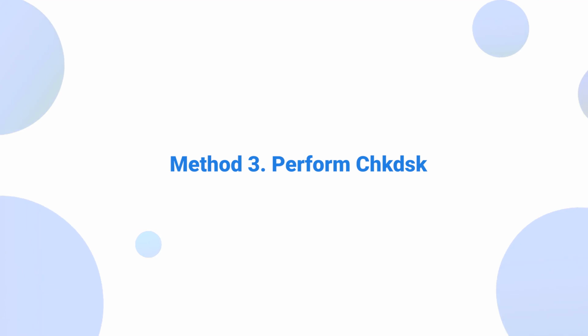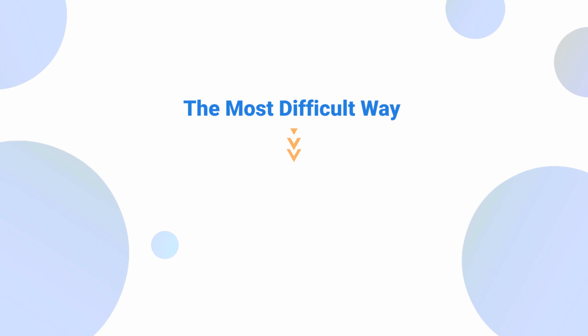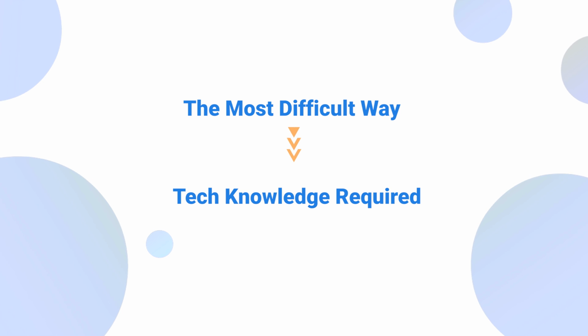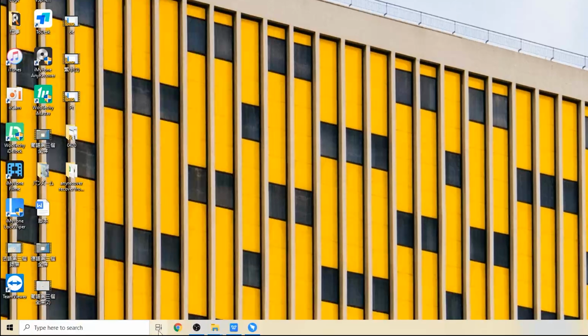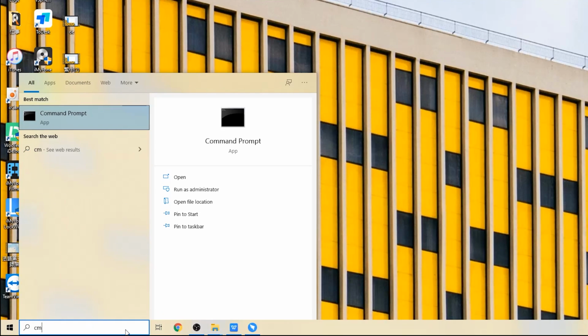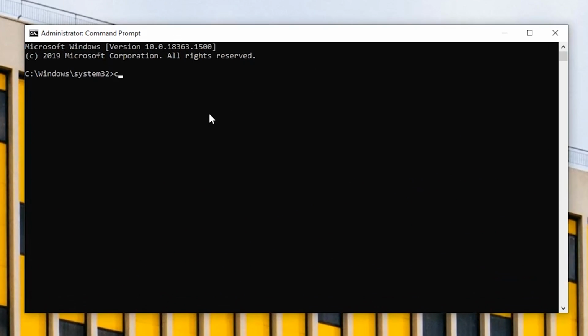The third method is performing Chkdsk, which is the most difficult of the methods, so we suggest you have some tech knowledge if you're going to try it. Let's see how it works. First, go to the Windows Start button and enter CMD in the search box. Then, right-click Command Prompt and select Run as Administrator. Permit it to make changes to your computer.